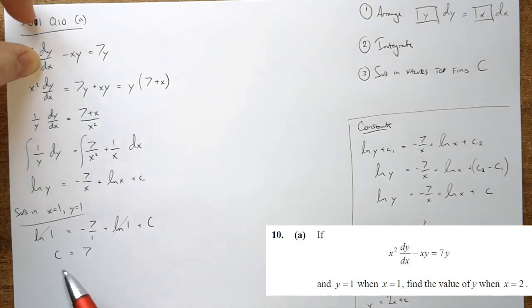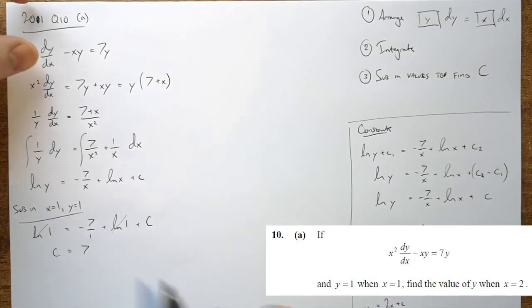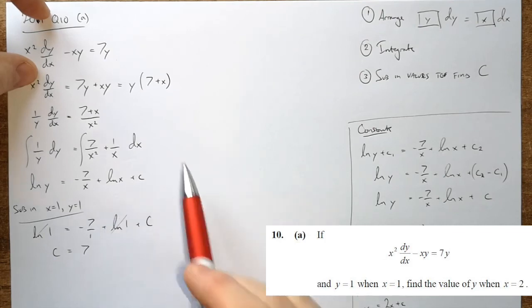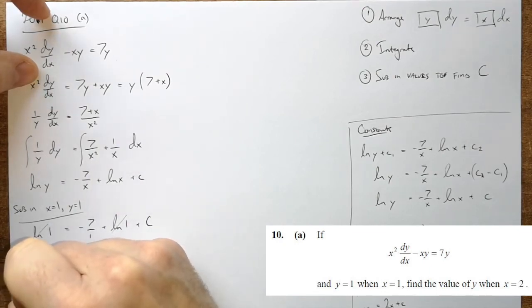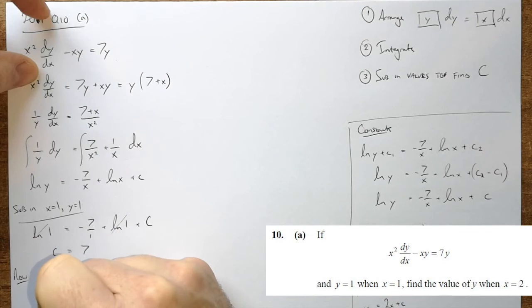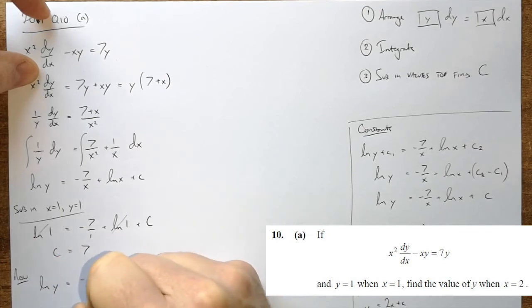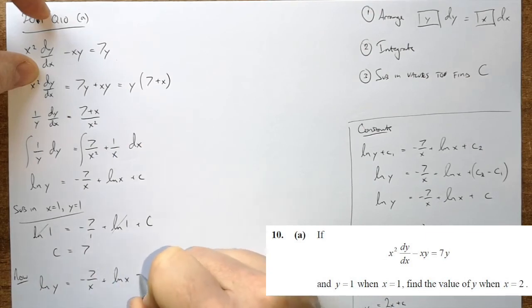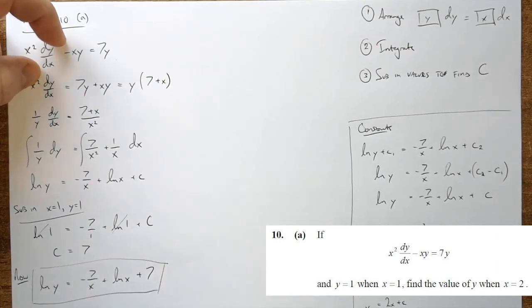And in some of these simpler equations, using c is a bit easier than limits. Limits can be very good on a more complex question. I find limits are easier. If you're not sure, I'll often go with limits myself. But in this case, it was dead easy to solve this one. So now, we have our equation as ln y equals minus 7 over x plus ln x plus 7. So that's what this looks like integrated.